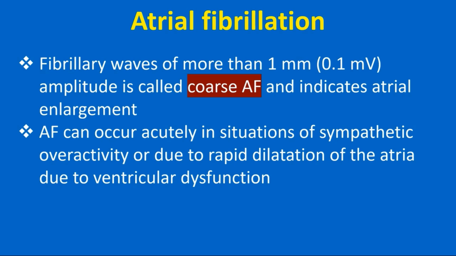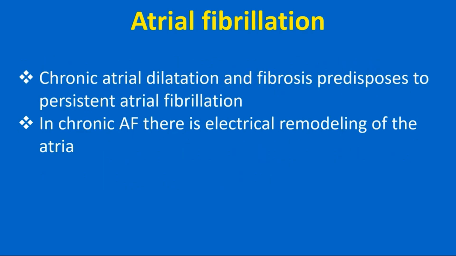AF can occur acutely in situations of sympathetic overactivity or due to rapid dilatation of atria due to ventricular dysfunction. Chronic atrial dilatation and fibrosis predisposes to persistent atrial fibrillation. In chronic AF, there is electrical remodeling of the atria.